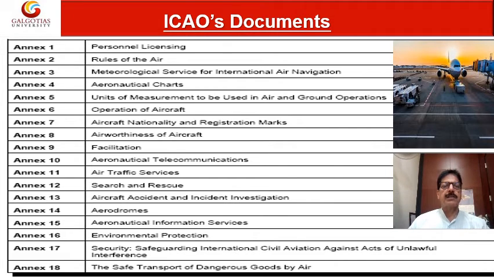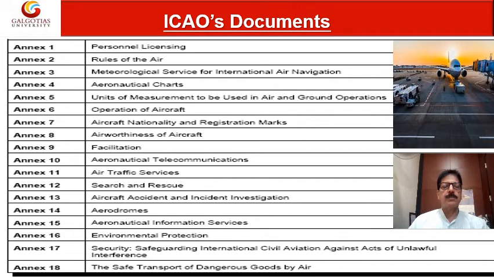Then we have Annexure 3, which deals with meteorological services. 4 deals with aeronautical charts. Then 5, units of measurement to be used in air and ground operations. Then operation of aircraft is part of Annexure 6. 7 deals with aircraft nationality and registration marks. 8, again very important, airworthiness of aircraft. 9 is facilitation. 10, aeronautical telecommunications. And 11, again a vital annexure, air traffic services.